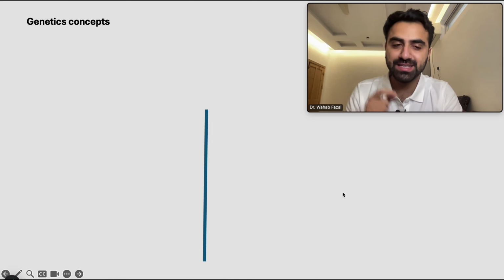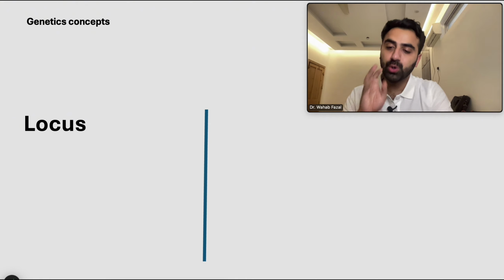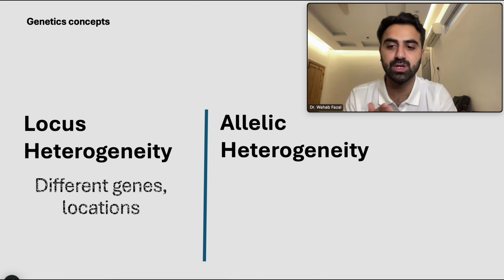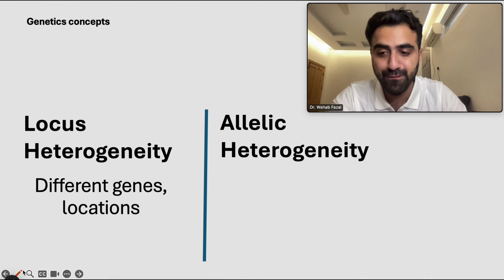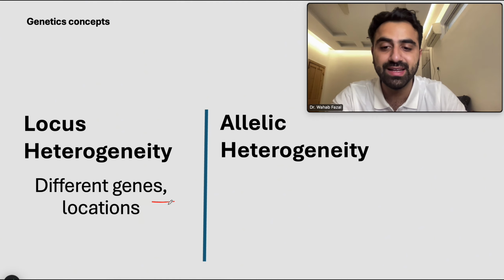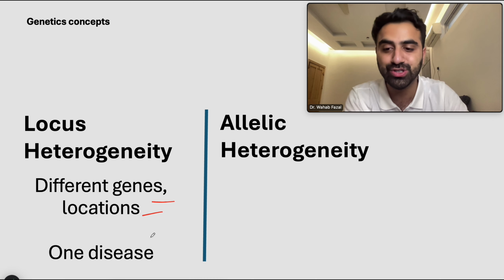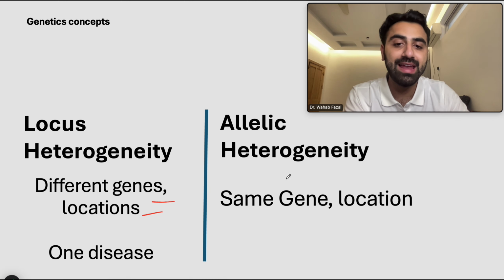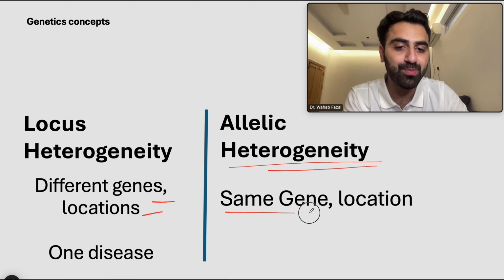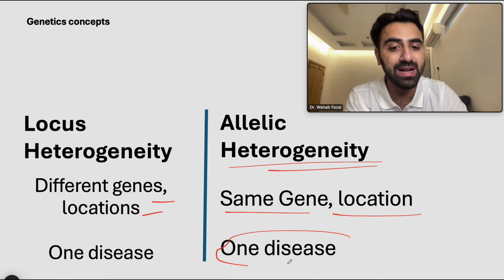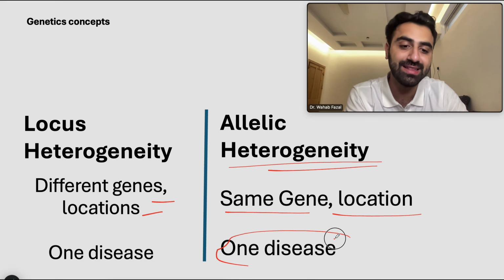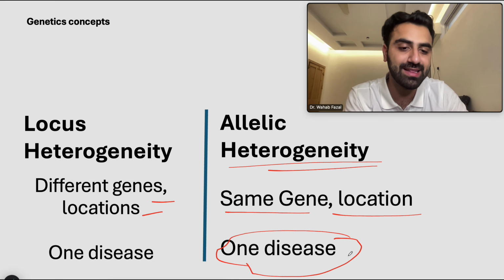So let's put them side by side so we maybe understand them better. Locus heterogeneity and then allelic heterogeneity. Locus heterogeneity is different locations, different genes can result in the same disease. An example I talked about was osteogenesis imperfecta. And allelic heterogeneity is that problems in the same gene in the same location can result in the same disease, so multiple problems, whatever the problem might be, in the same gene, same location results in the same disease.